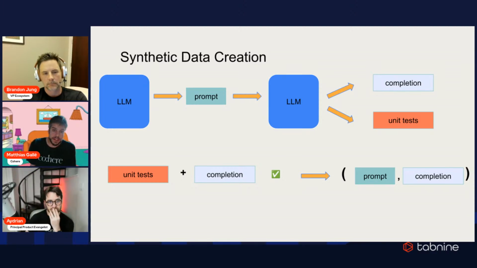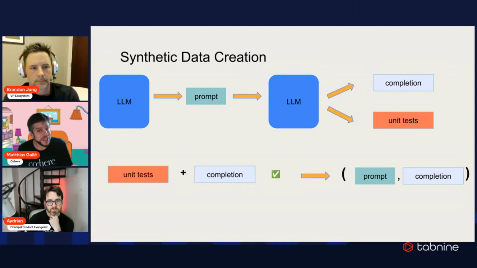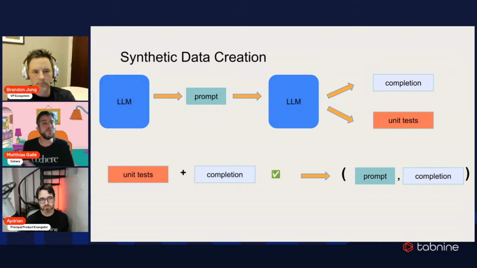It could be that the completion is correct, but the unit test for some reason is wrong, in which case we are removing this data point, which is a pity because the completion is a good one, but that's a loss we are willing to live with. It could be that the completion is wrong, the unit test is wrong, but as the combination of them, it actually passes all the unit tests.